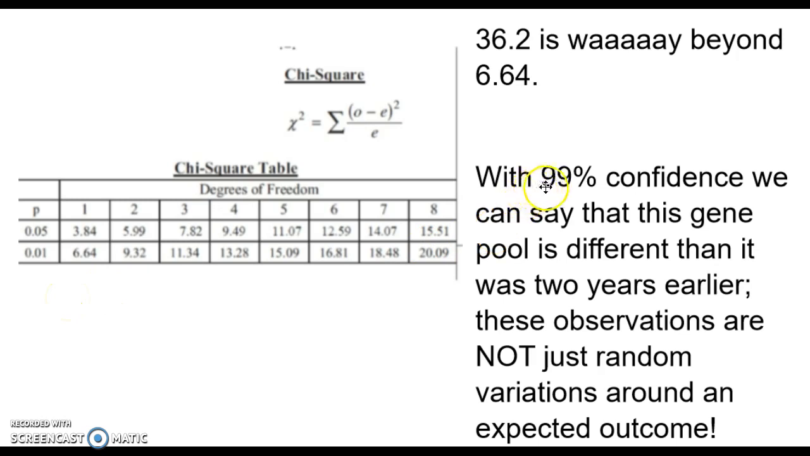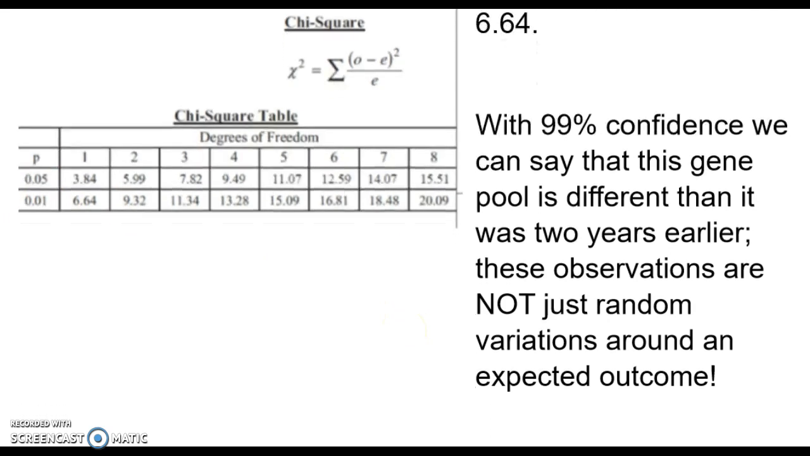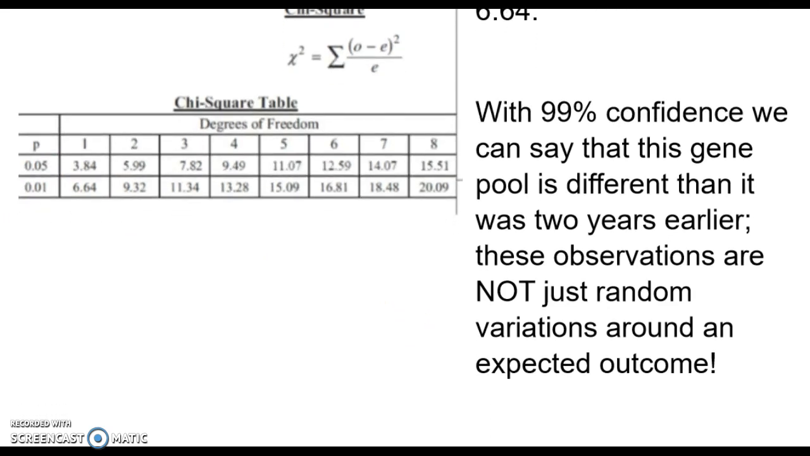And so here's what we can say. In this particular case, we can say with 99% confidence that this gene pool is different than it was 2 years earlier. These observations that we made 2 years later are not just random variations around an expected outcome. We might be able to say with some real confidence that this is a population that is truly evolving. The gene pool is clearly different than it was 2 years ago.